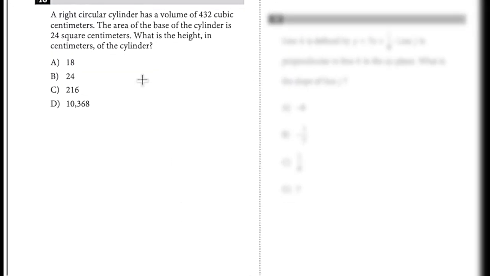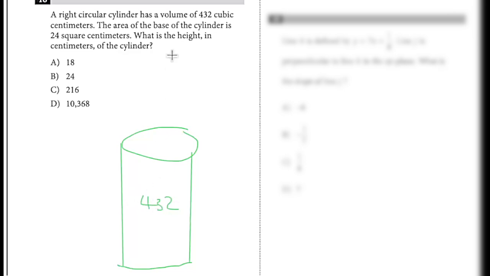What is the height of the cylinder? All right, they're telling us about a cylinder. Anytime you have geometry, I definitely recommend drawing. So we're going to draw this beautiful, beautiful cylinder here. And the volume is 432. The area of the base, we'll call this the base. Area of the base is going to be 24.